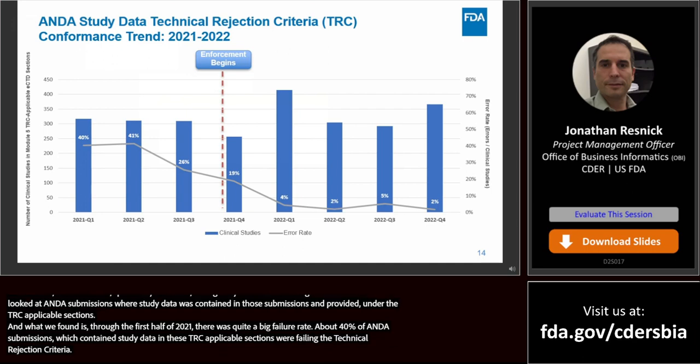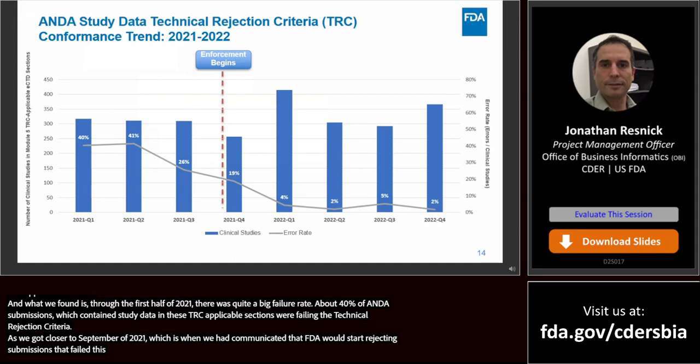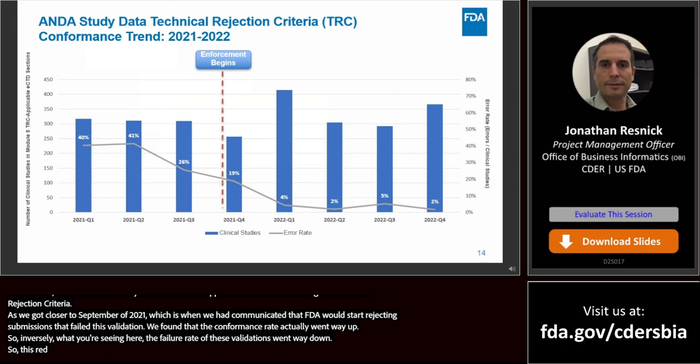But as we got closer to September of 2021, which is when we had communicated that FDA would start rejecting submissions that failed this validation, we found that the conformance rate actually went way up. And so inversely, what you're seeing here is the failure rate of these validations went way down. So this red vertical line is when enforcement began, meaning when we started to reject if the TRC criteria failed. And you'll see that starting in 2022, the failure rates dropped dramatically.